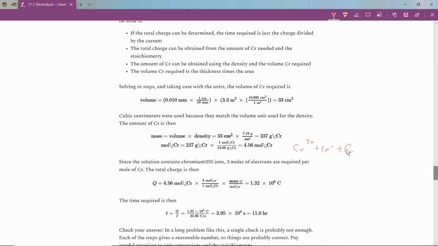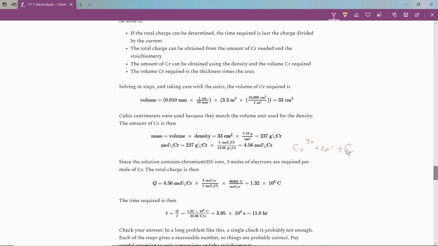It just takes more time, though, to write in all the units in the intermediate step. But you get 1.32 by 10 to the 6 coulombs, and you divide that by the current, 33.46 coulombs per second, and you get 3.95 by 10 to the 4 seconds. And if you want, you can convert that to 11 hours. So it takes 11 hours to coat this part.